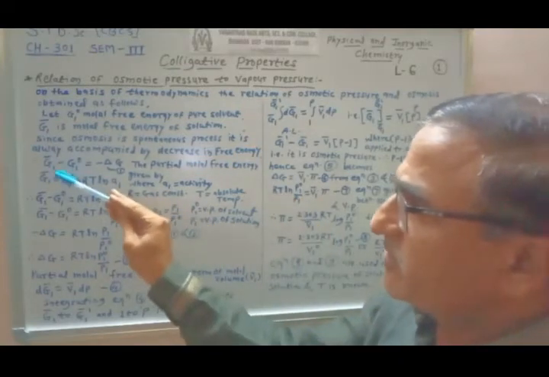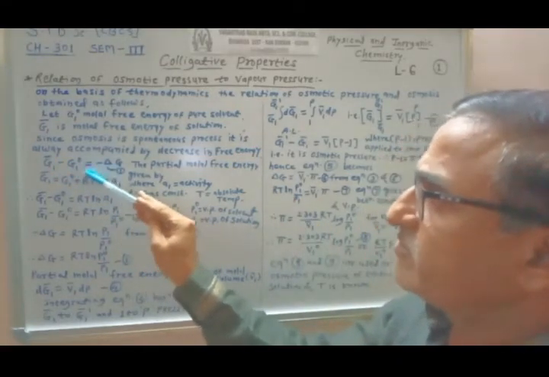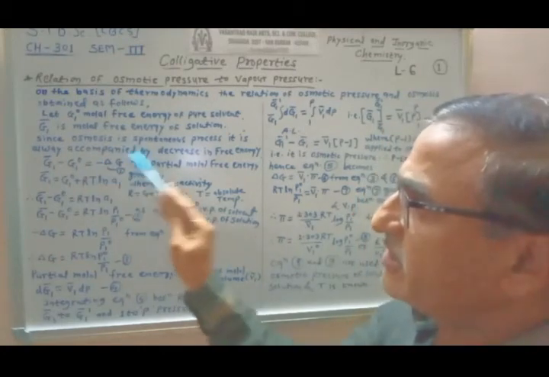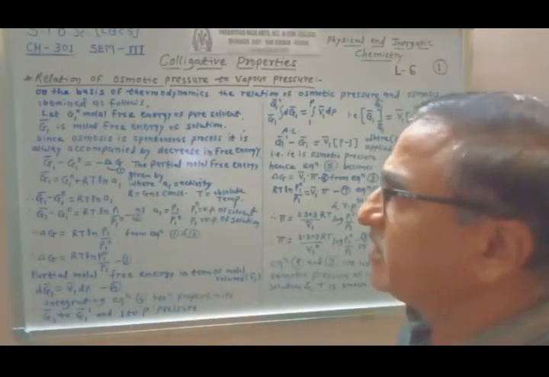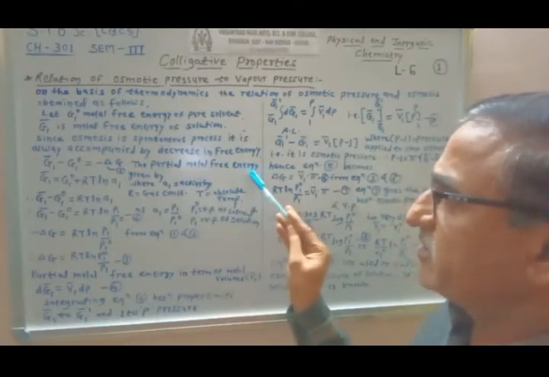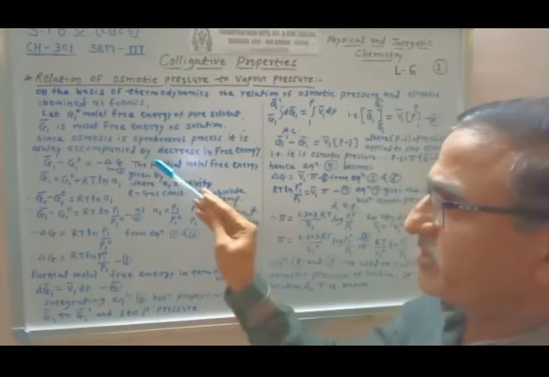Now G1 bar minus G10 bar is equal to delta G minus delta G. That is the decrease in free energy. The negative sign indicates a decrease in free energy. The partial molar free energy is given by this equation.